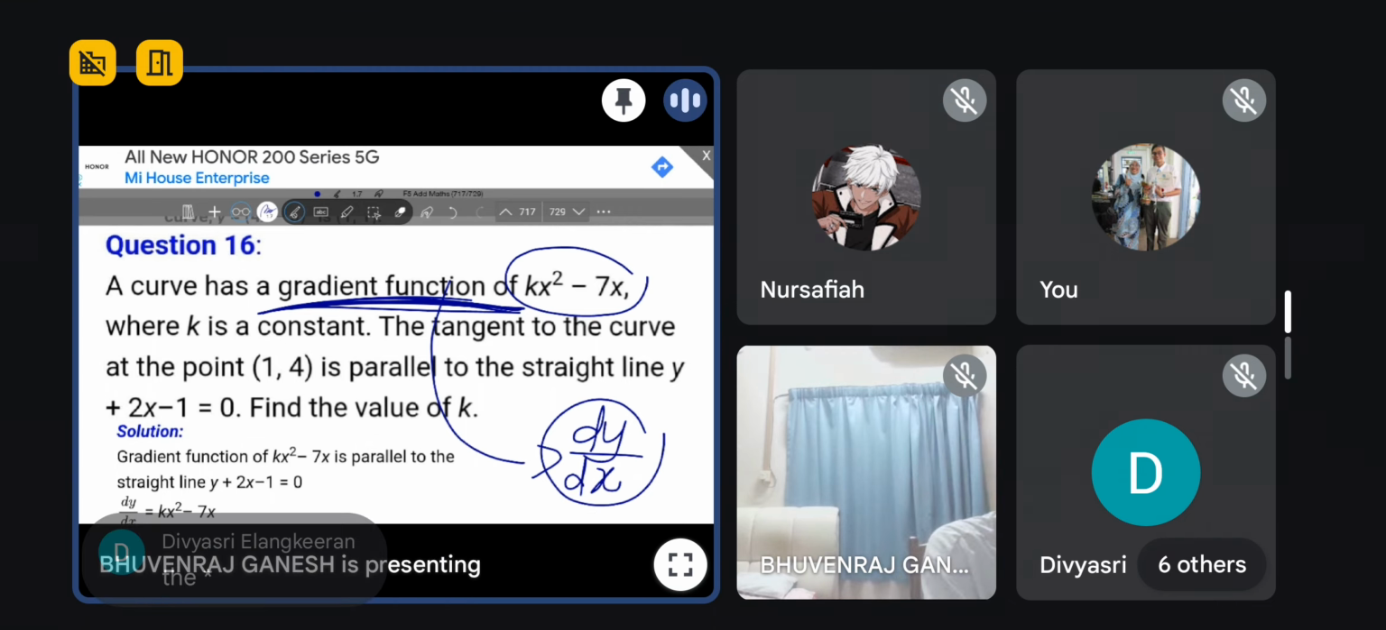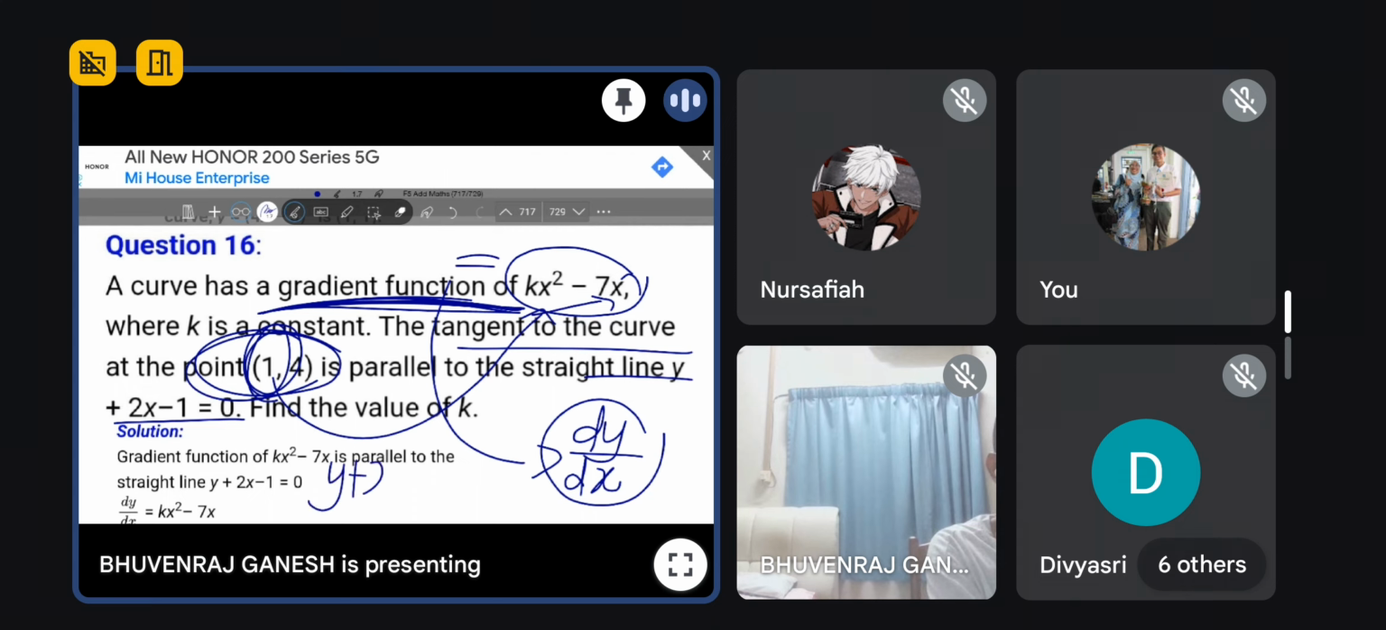All right. So now they say at the point... So guys, you have this point. Kamu ada titik dia. So what can you do? You can substitute x equal to 1 dalam persamaan ni. Okay. And then they say parallel, selari. So guys, what is the gradient for this line? Can you all tell me?